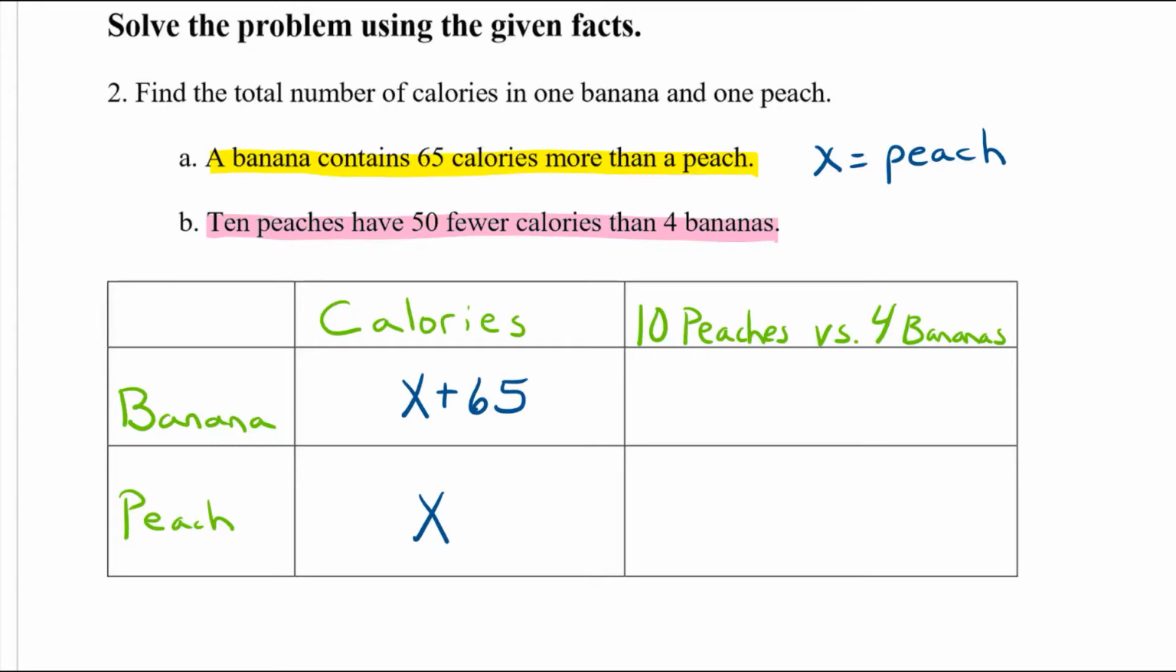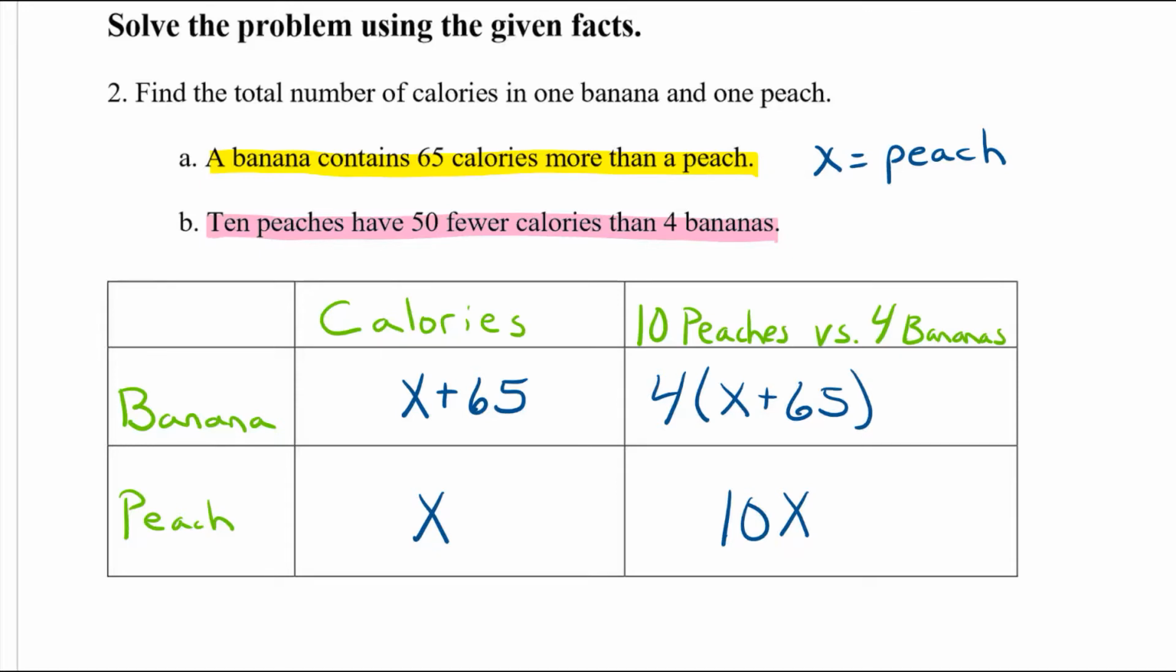So all I'm going to do is think about the fact that the relationship is comparing 10 peaches and 4 bananas. Well, we know that a peach is X calories. Therefore, 10 would be 10X. And we know that bananas are X plus 65. So 4 bananas would be 4 times the quantity of X plus 65.